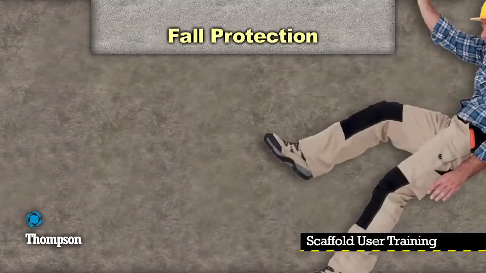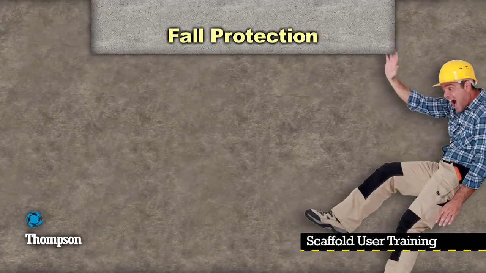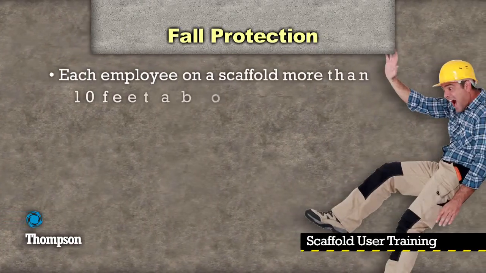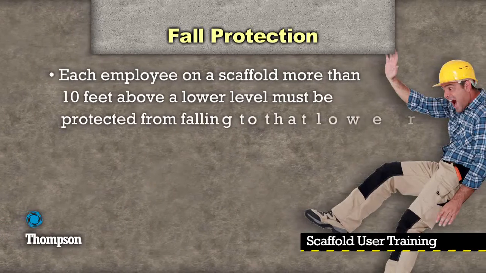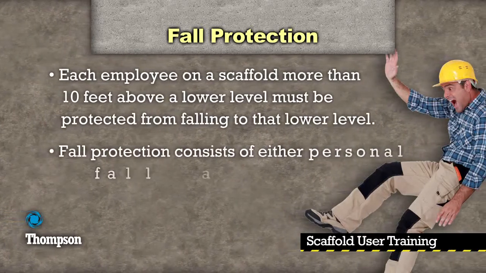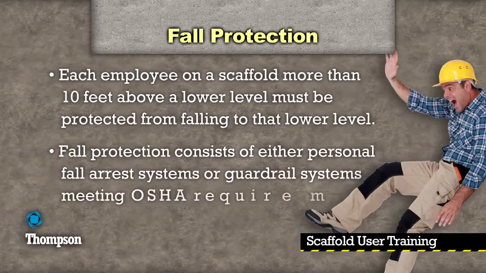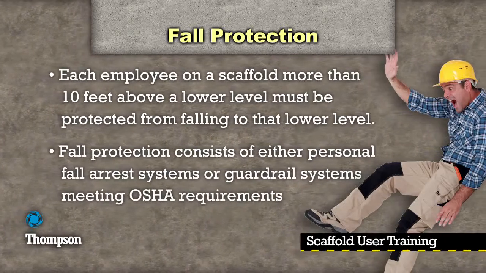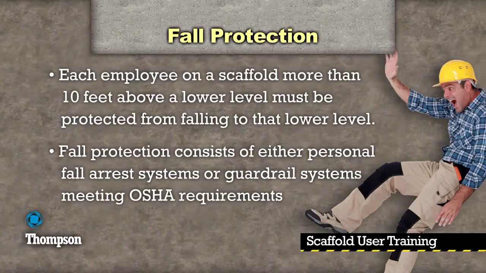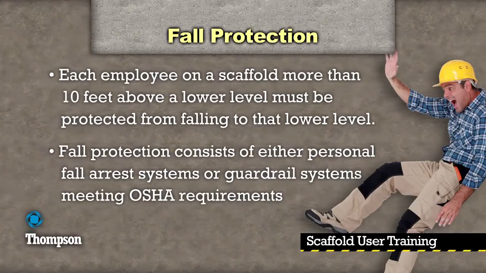One of the biggest potential hazards of working from scaffolding is falling. Each employee on a scaffold more than 10 feet above a lower level must be protected from falling to that lower level. Fall protection consists of either personal fall arrest systems or guardrail systems that meet OSHA requirements.